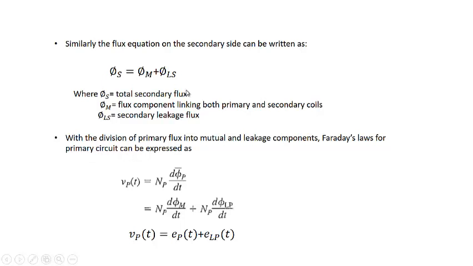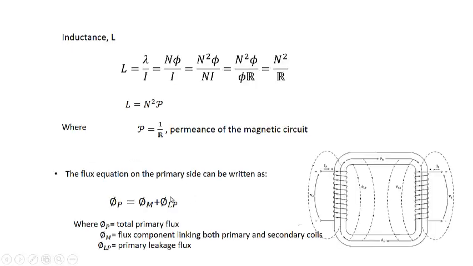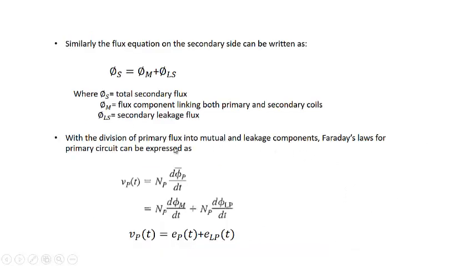So this equation can be converted to voltage by Faraday's law of induction. That is Vp is equal to Np d phi p by dt, where phi p is equal to phi m plus phi lp. When you differentiate it, it will be equal to Np d phi m by dt plus Np d phi lp by dt. Or you can directly differentiate this.